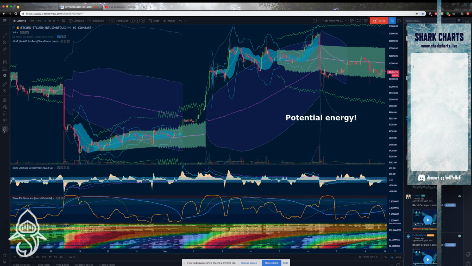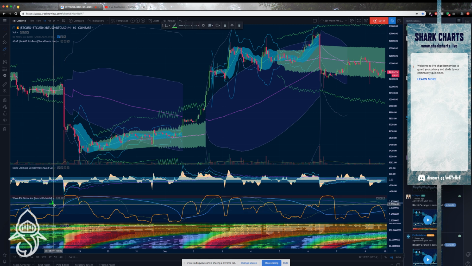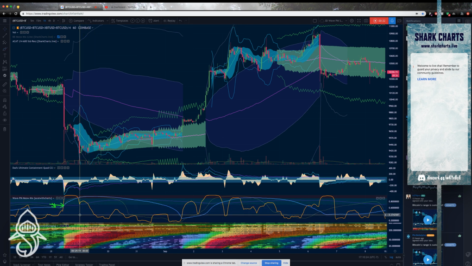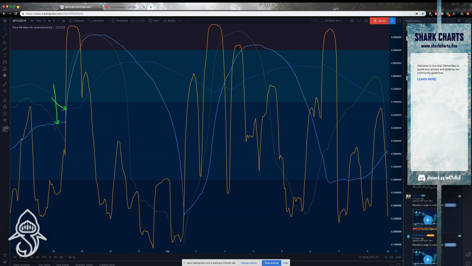So, a lot of high potential energy today on Bitcoin. Let me point out the previous time we got today's reading, here, right, when every value is below 0.7 on Wave PM, and that happens somewhat frequently. We get it every now and then. For instance, we got one here. This was pretty significant, and we're actually getting the exact same thing here.